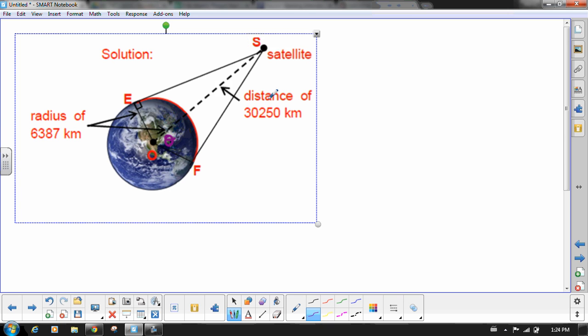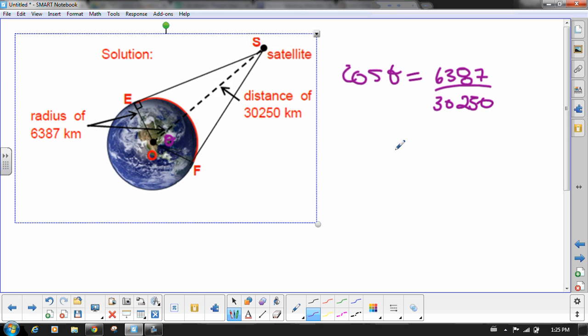So the key to this question is figuring out what this central angle is in here. So we're going to have to use trig again. So we know that in this particular case, we have the adjacent. So cosine of theta is going to equal 6,387 divided by 30,250. So that will tell me what the angle is.